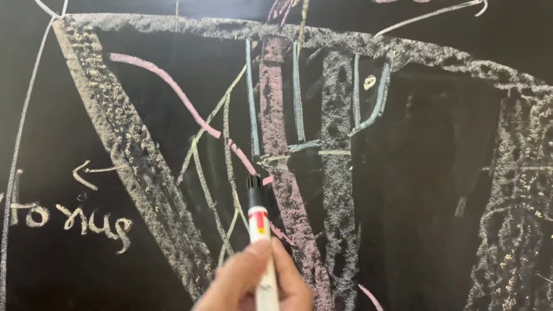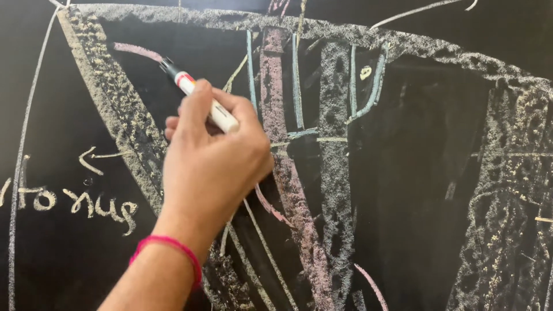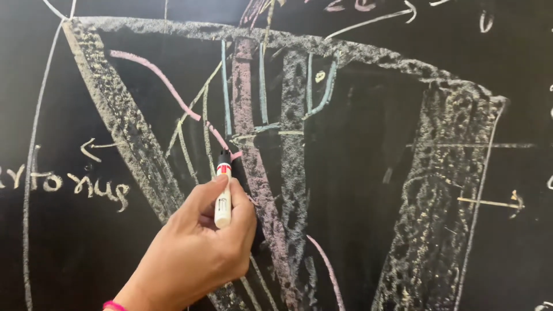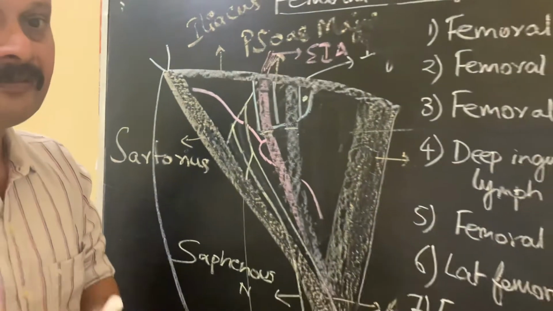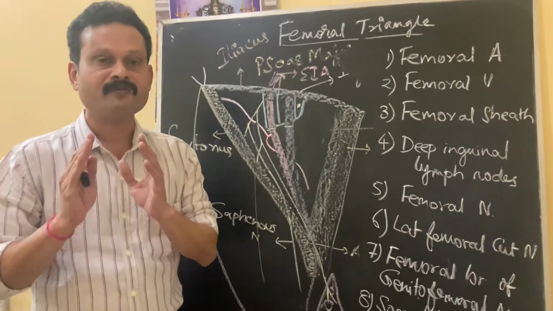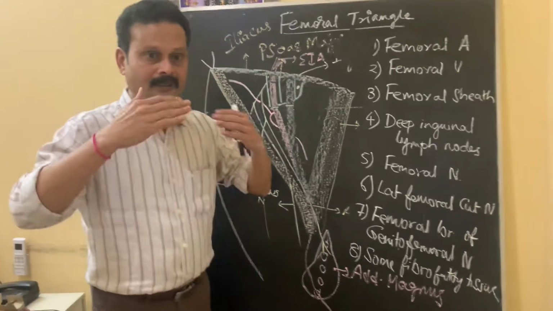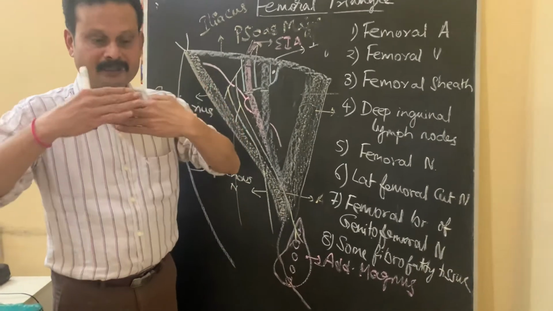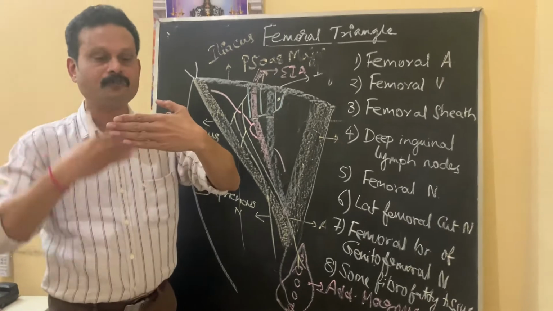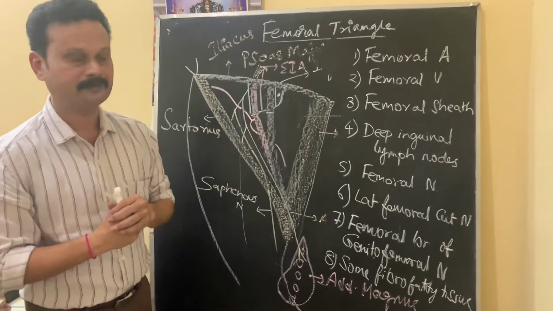Between the two divisions, you are seeing an artery passing. That artery is the lateral circumflex femoral artery, which is a branch of the profunda femoris artery. It forms a junction between the anterior division and the posterior division of the femoral nerve.